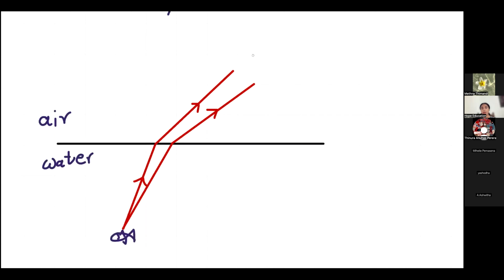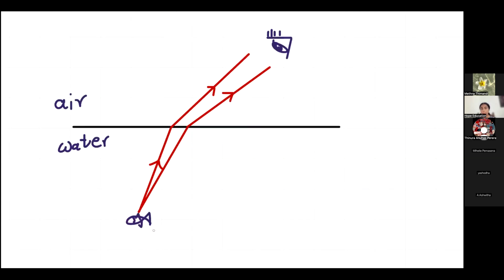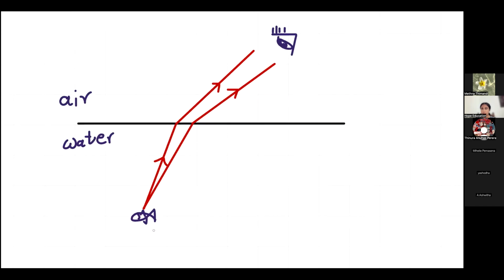You're looking at it from above, so this is your eye. That's when you see the fish. Up to that point, is it clear? The light rays are traveling from the fish to your eye, and at the surface the light ray is bending. Okay? Here, the bent light ray, you extend it backwards. There's a rule: you extend the bent light ray backwards. I'm going to change this slightly.